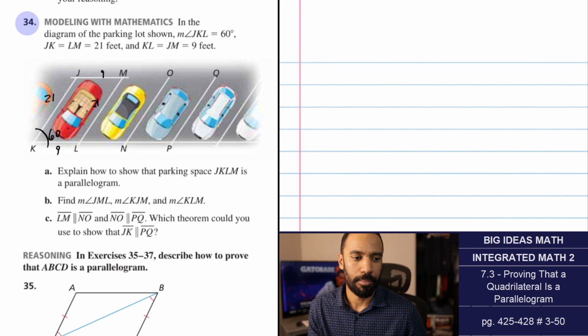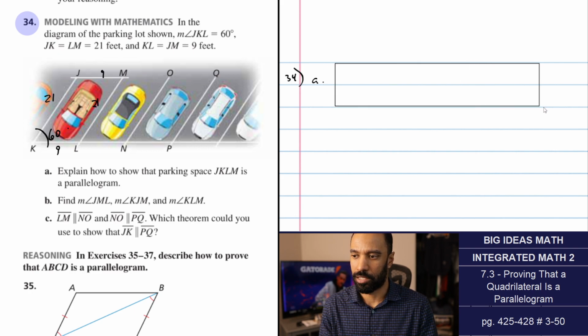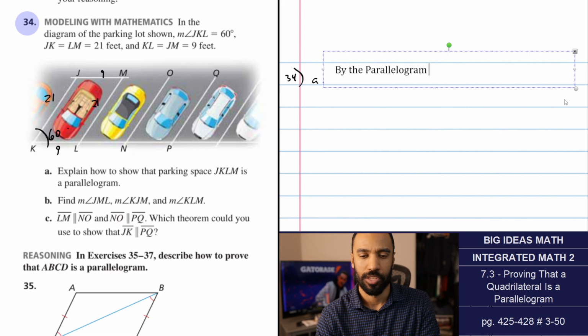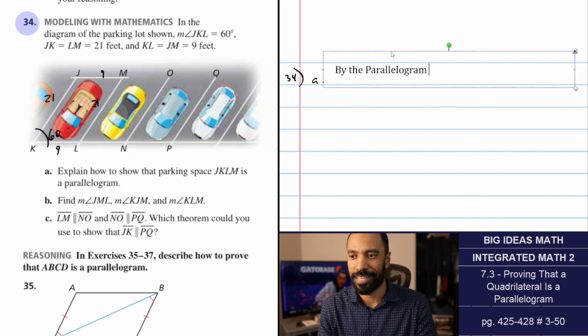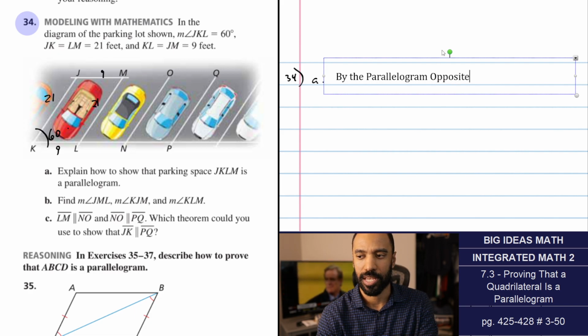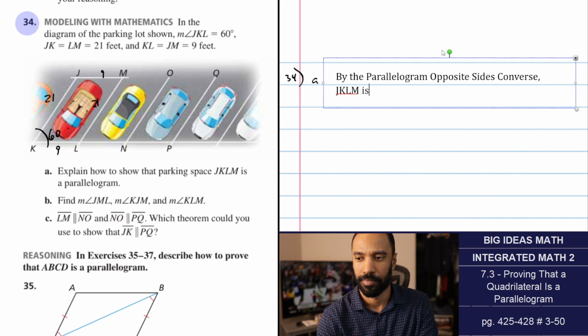So on number 34A, it's a parallelogram. They're each opposite 9s and 21s. So by the parallelogram opposite sides theorem, or converse, JKLM is a parallelogram.